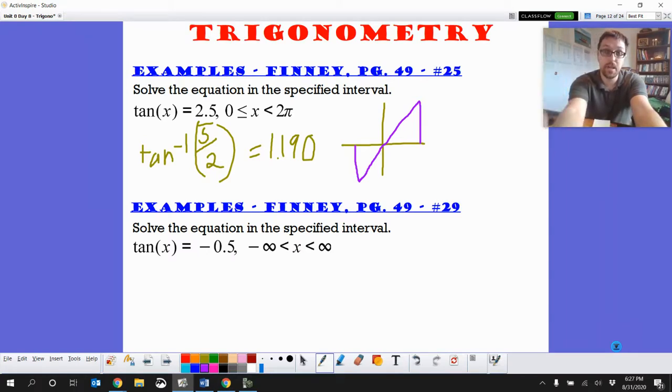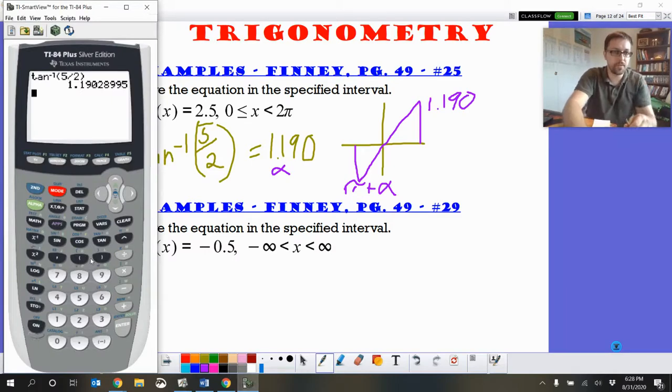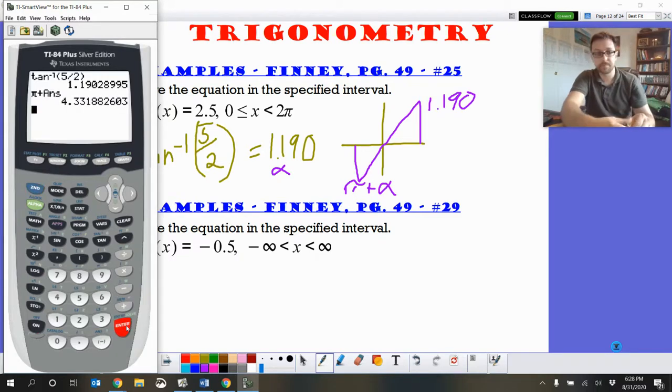In the first quadrant, your reference angle, because that's what this is, it's my reference angle, not my answer. But in the first quadrant, the reference angle is my answer. So in this one, it's 1.190. And in the third quadrant, we need to do pi plus my reference angle. So let's do that. I go pi plus my reference angle, which I just had, and that's 4.332.